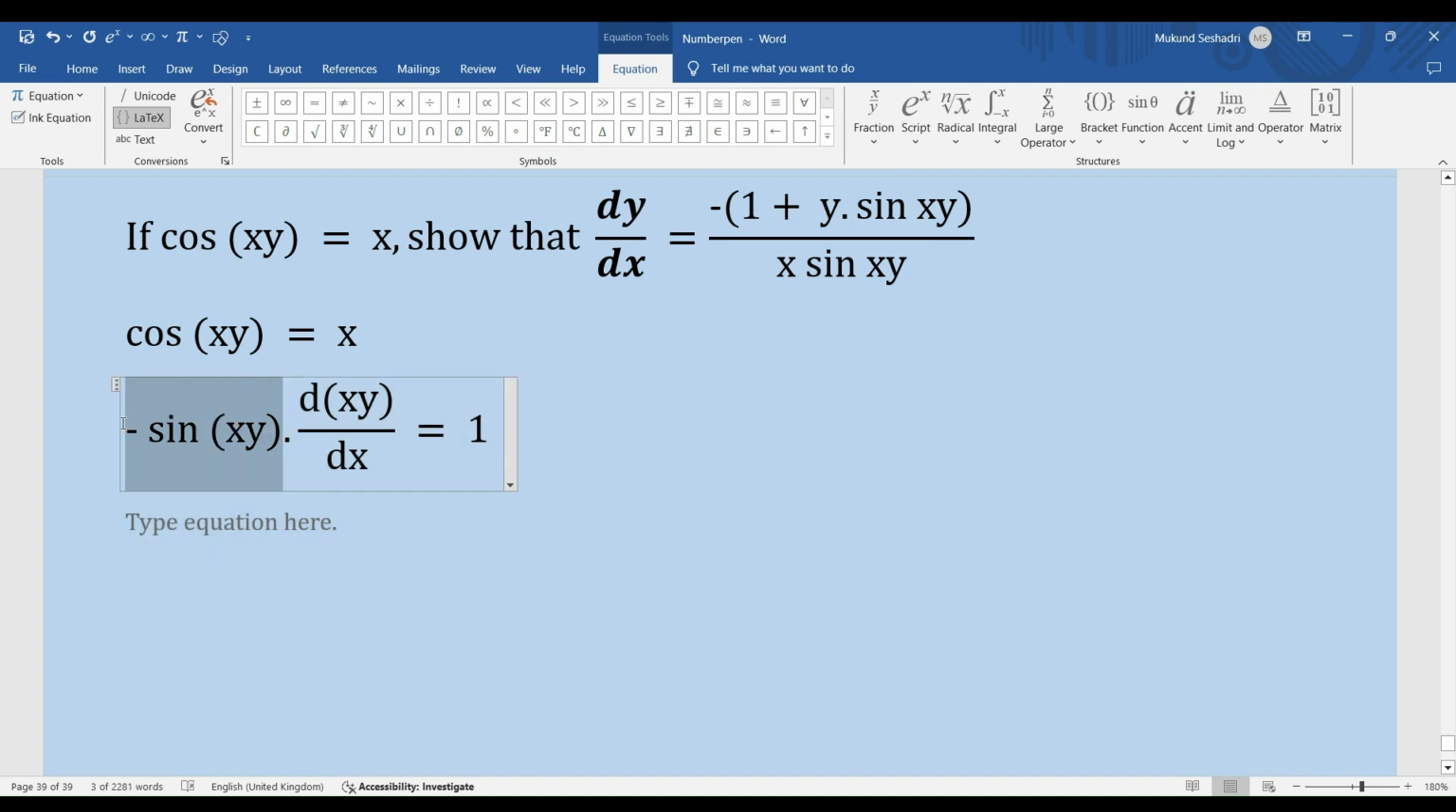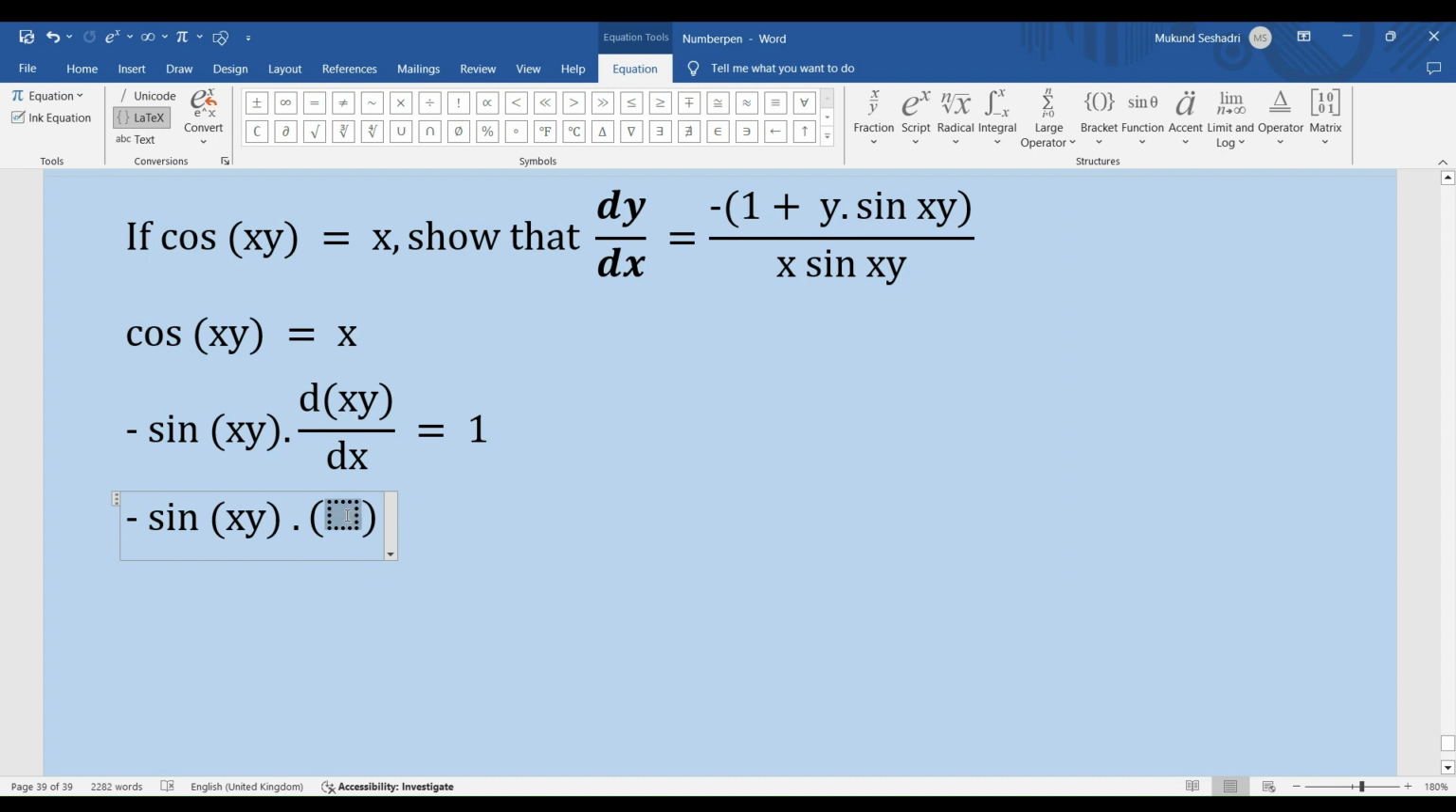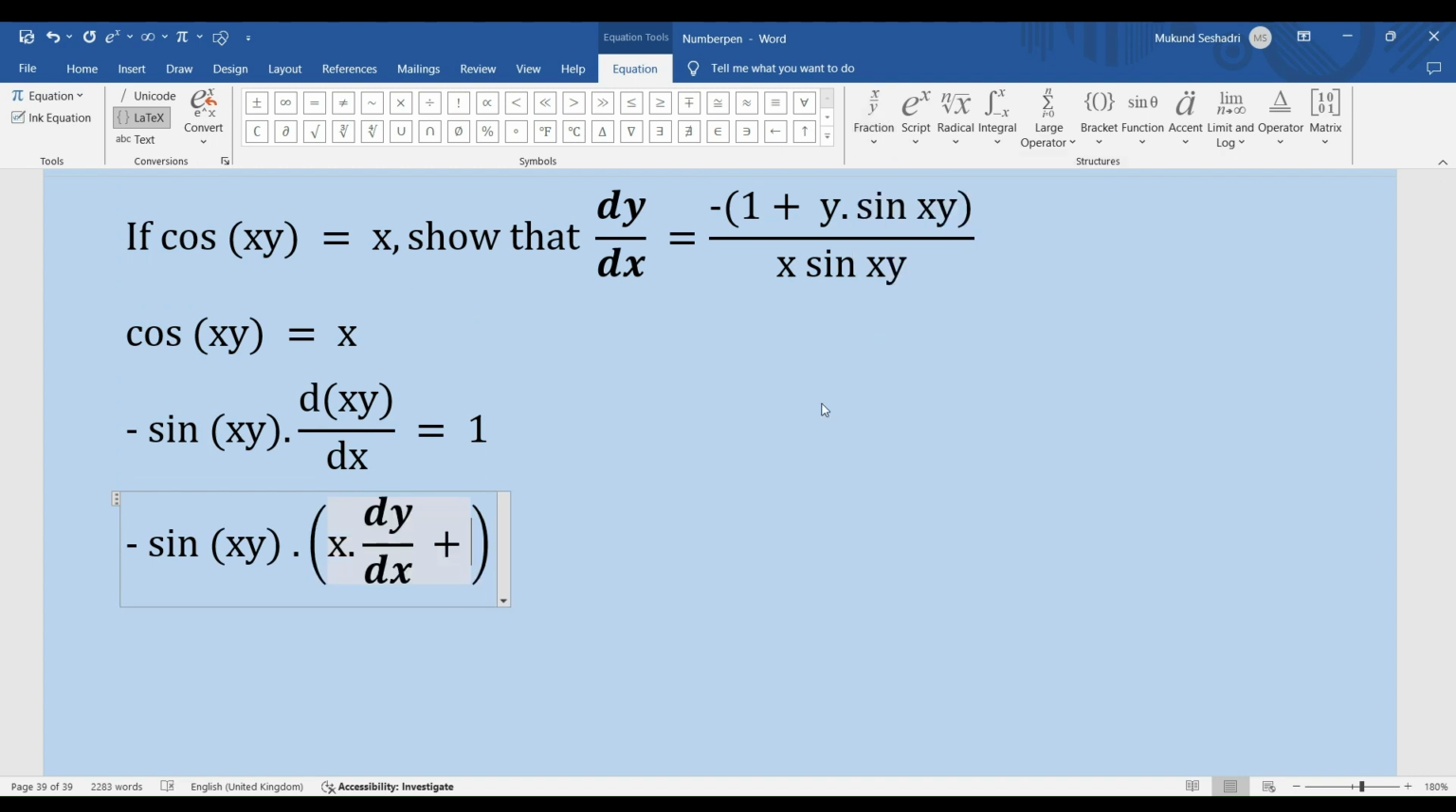I have a minus sine xy, which I'll copy as it is. And then I apply the product rule of differentiation to what we have as d by dx of xy, right? So what is that? I open my big bracket. I have d by dx of xy, right? So I know how to go about this. I first leave x as it is, and then I have my d by dx of y, which is nothing but dy by dx. And then I leave my y as it is, and then I do a d by dx of x, which is nothing but 1. So y into 1 is nothing but a y. So this is what I have with respect to d by dx of xy, right?